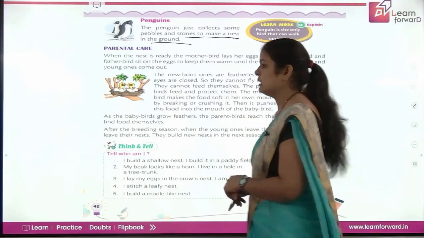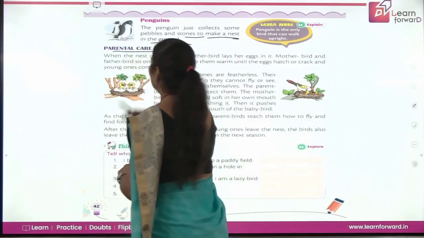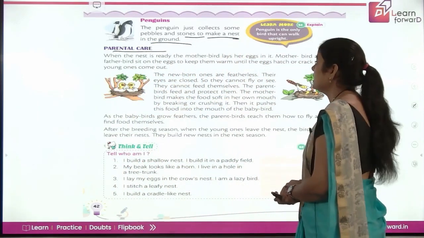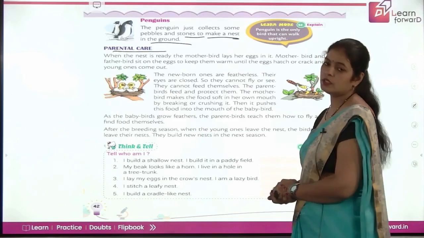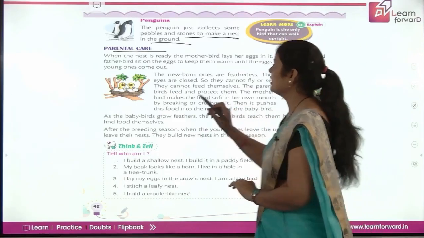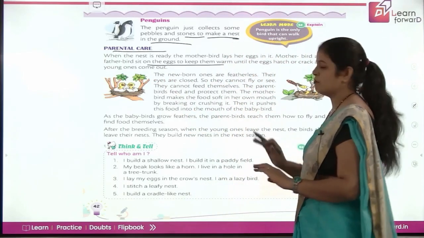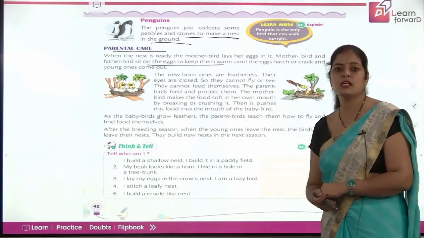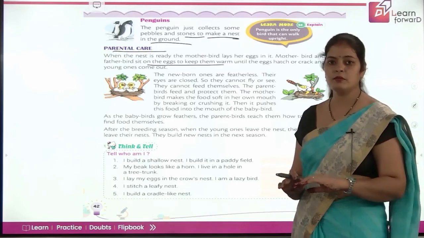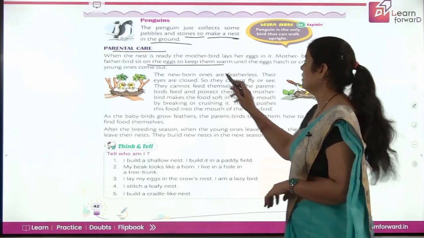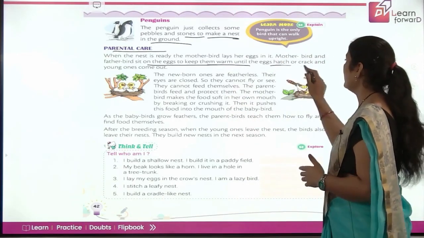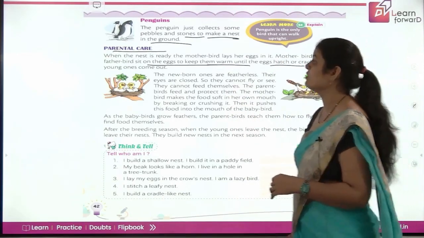Next is parental care. So what is this parental care? When the nest is ready, the mother bird lays her eggs in it. Mother bird and father sit on the eggs to keep them warm, because the hatching process requires warmth. By sitting on the eggs very comfortably and lightly, they give warmth to the eggs so that they can hatch later on. The eggs hatch, or crack, and the young ones come out.